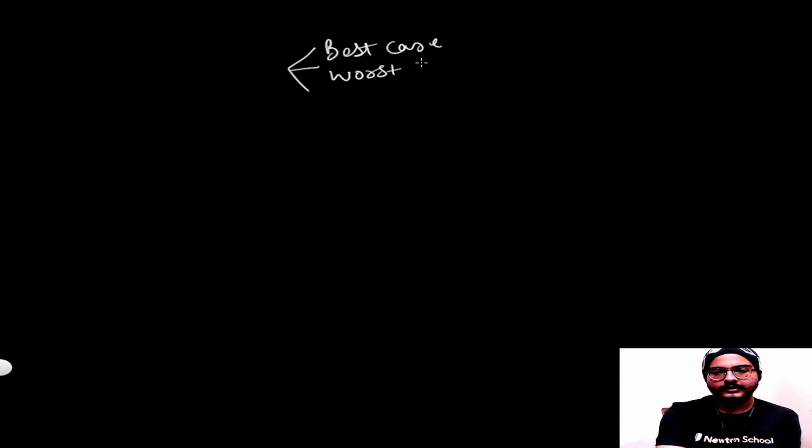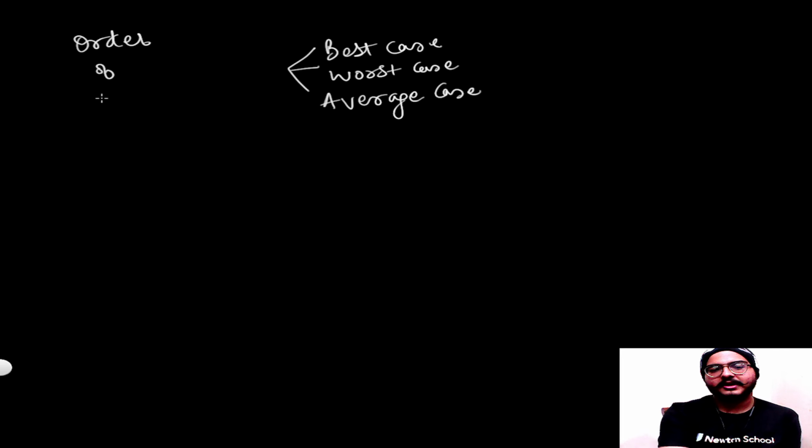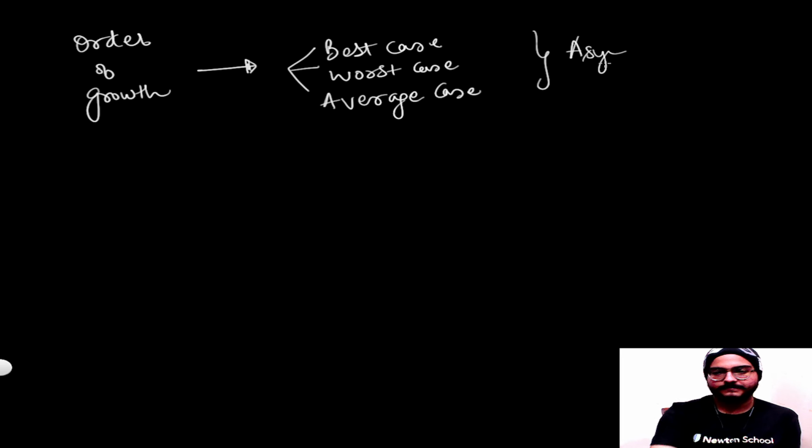In this particular video, we will be talking about three things: best case, worst case, and average case analysis. In the previous part of the video, we discussed order of growth. If you haven't seen that part of the video, please make sure that you watch it first, then you will be able to understand what I'm doing here. After that, we will be seeing some of the asymptotic notations.